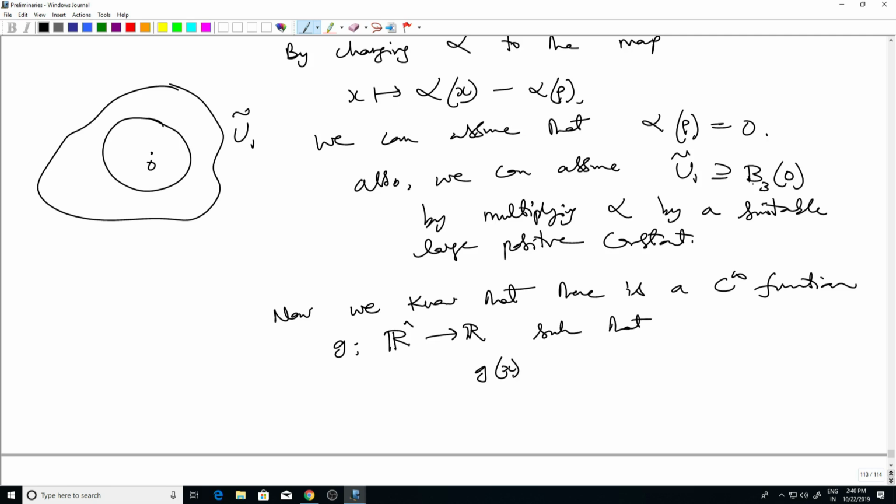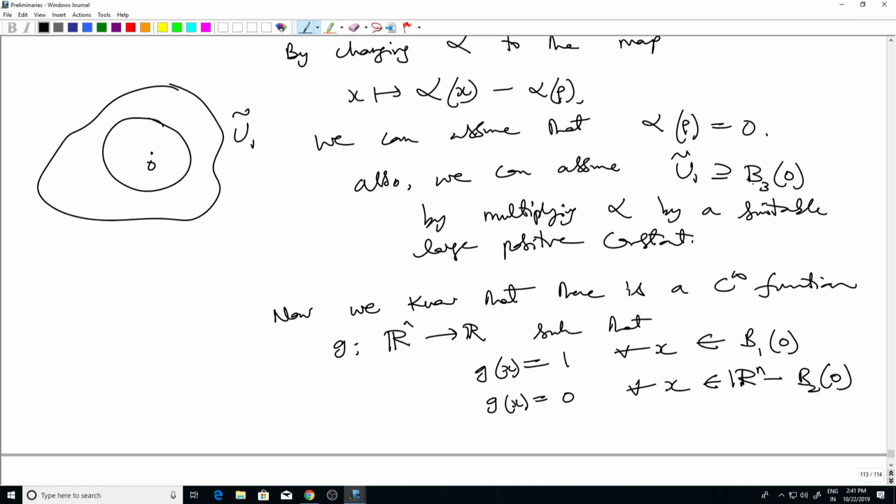g of x is identically 1 for all x in the ball of radius 1 centered at the origin. g of x is identically 0 for all x in Rn minus the ball of radius 2. And even though we don't need this last thing, I'll just write it down, g of x lies between 0 and 1 for all x in Rn.